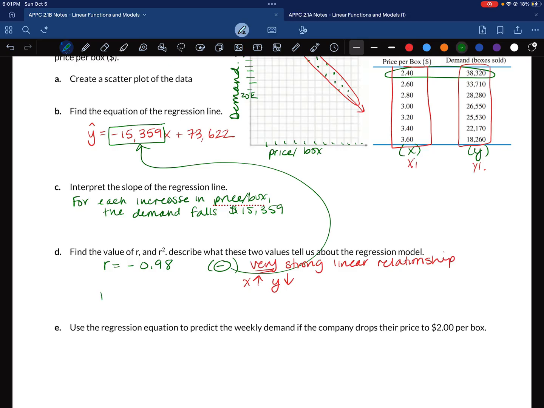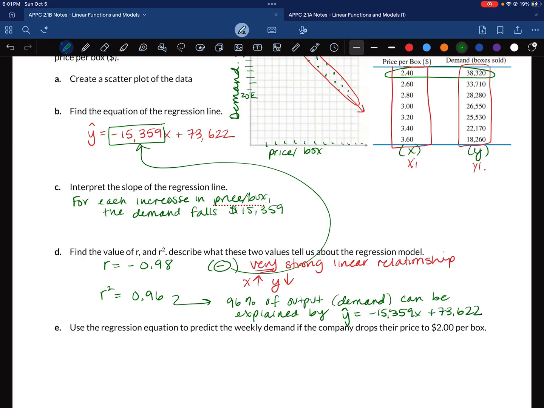And then the r squared value is 0.96. The way we want to interpret this is that 96% of the output, and again our output was our demand, can be explained or predicted by our equation, by the line of best fit.